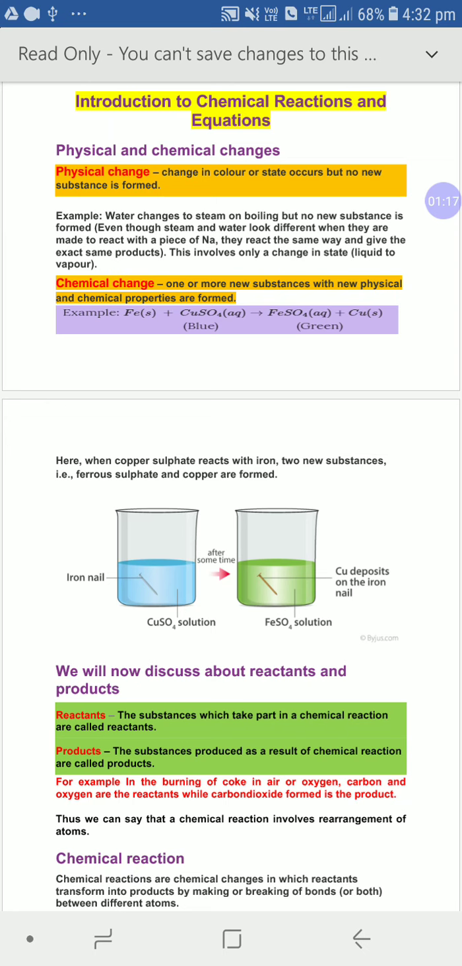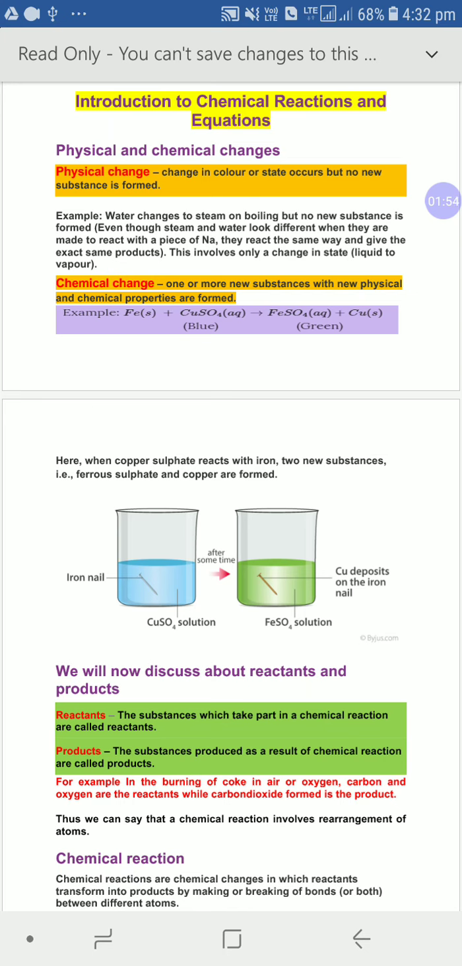So for example, in this beaker, if copper sulfate solution is there, as you can see, copper sulfate solution is blue in color. The formula for copper sulfate is CuSO4. It is in aqueous form. Clear? Now I dropped in an iron nail, which is a solid. The formula for iron is Fe, ferrous. When the iron nail reacts with copper sulfate solution, it changes into iron sulfate with the evolution of copper.